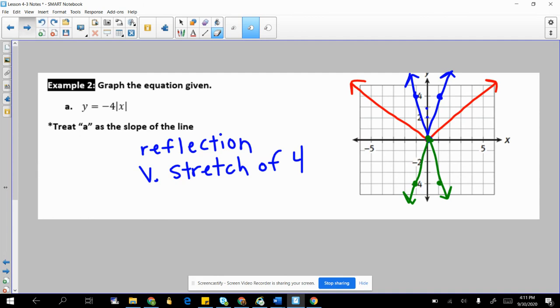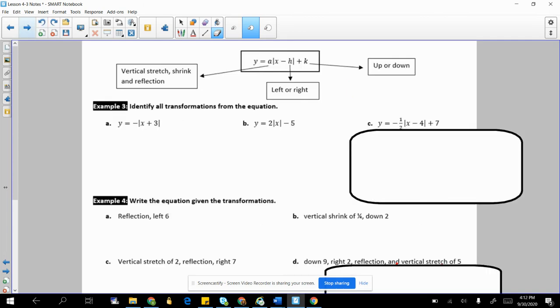Okay? All right, cool. So now let's try to put all of that together, what we did yesterday and what we did today. Okay? So remember, we have vertical stretches or shrinks, we have reflections, we have movements left or right, and movements up or down. Okay? So first thing in 3 is talking about identifying the transformations, and that negative out front tells me there is a reflection.